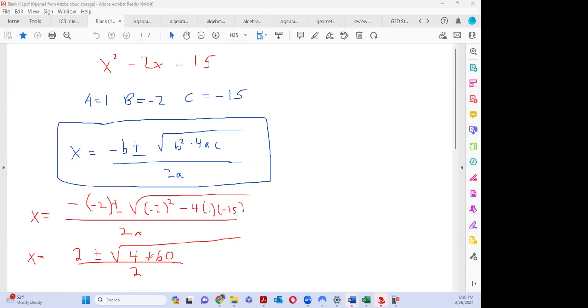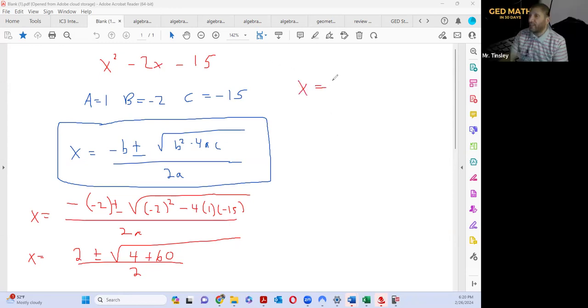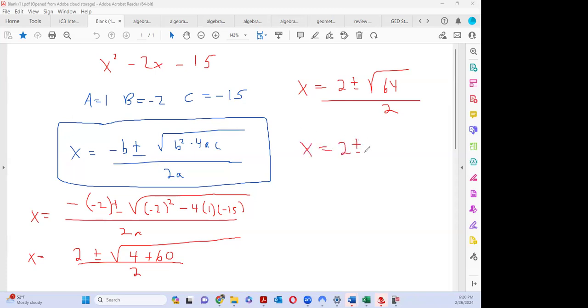Now again, if you have trouble with signed numbers, this could be a source of error, correct? Yep. So now let's go to the next step. I'm going to come up here. x equals 2 plus or minus the square root of 64, over 2. Now, if you listen to me, you should know all your squares and your square roots. What is the square root of 64? 8.